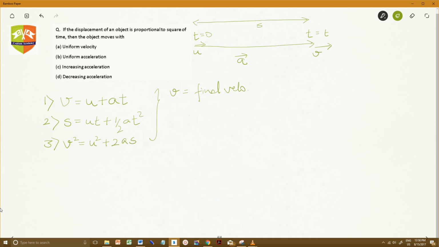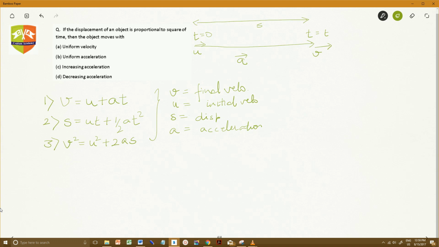Okay, so I'm again writing u is equal to initial velocity, s happens to be the displacement covered, and a is acceleration. These three equations hold for uniform acceleration. Now, what is the objective of the question?